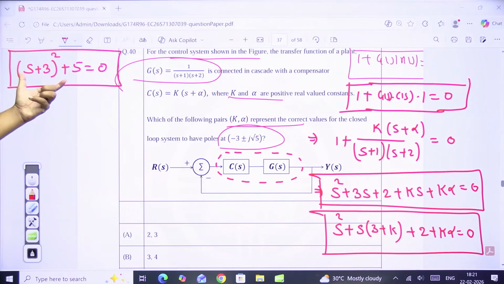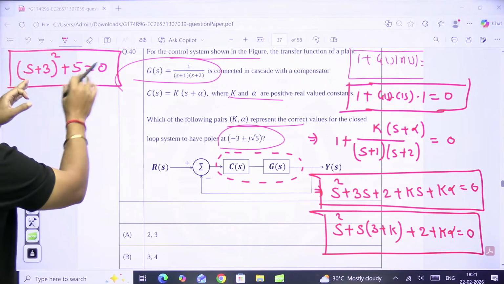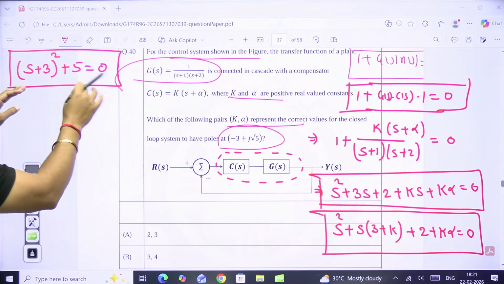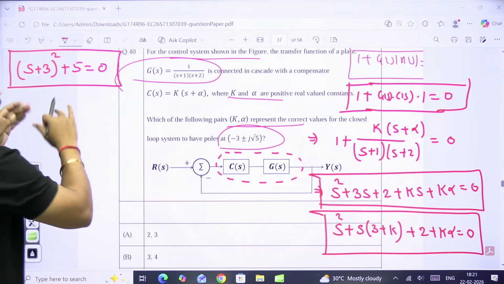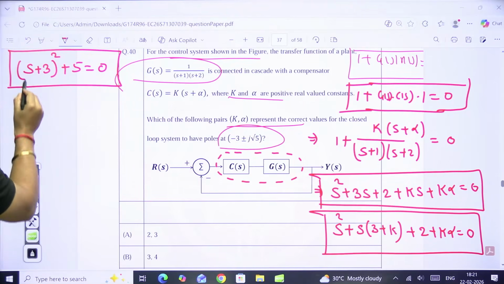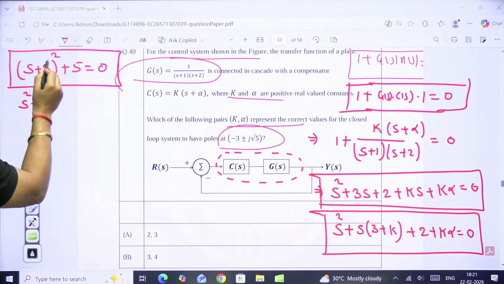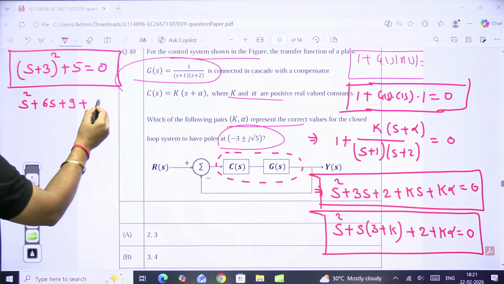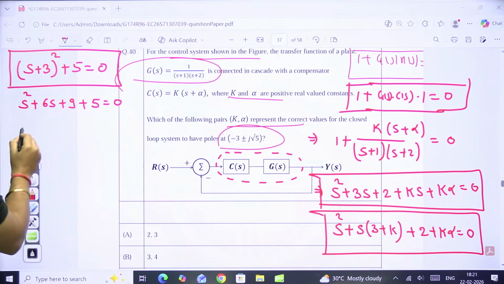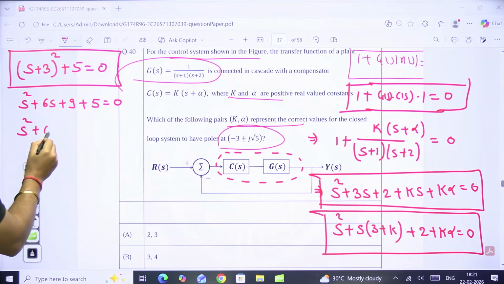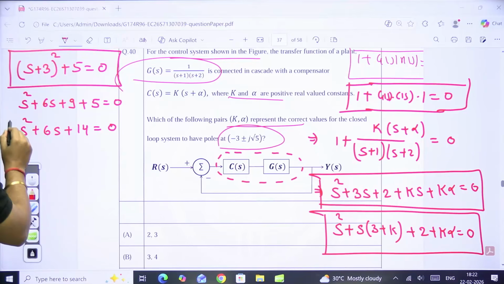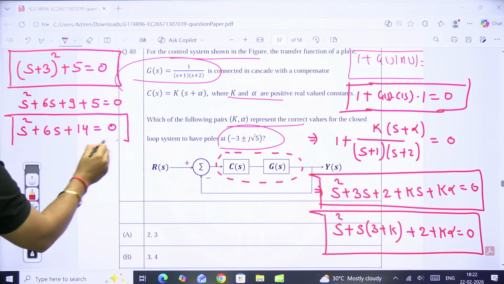You can even prove it by opening this. When you open it, (s plus 3) whole square equal to minus 5, s plus 3 equal to plus minus j root 5, and s comes the same. So just open the brackets, a plus b whole square: a square plus b square plus twice ab. Twice ab means 6s, and b square means 9, and 5 equal to 0. So ultimately you should get s square plus 6s plus 9 plus 5, 14 equal to 0.